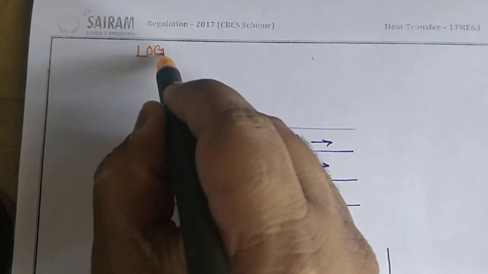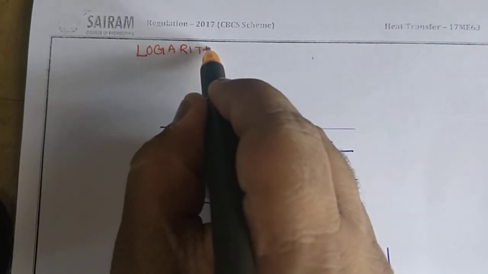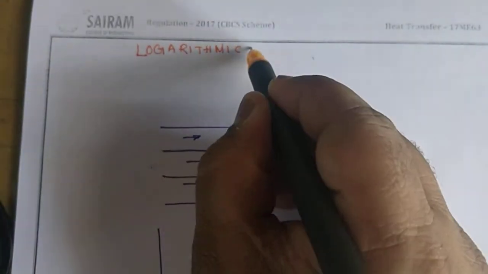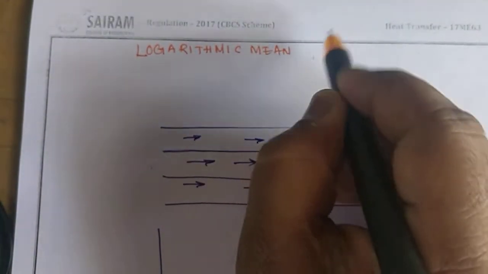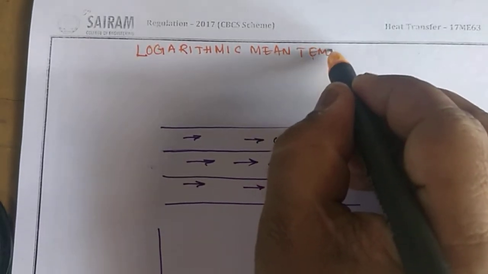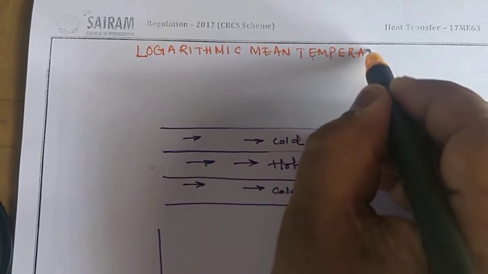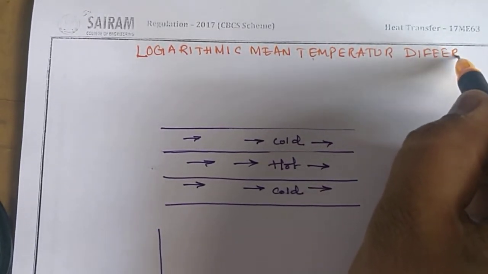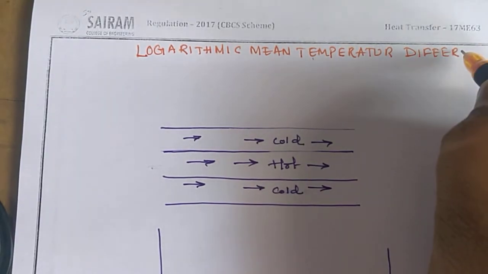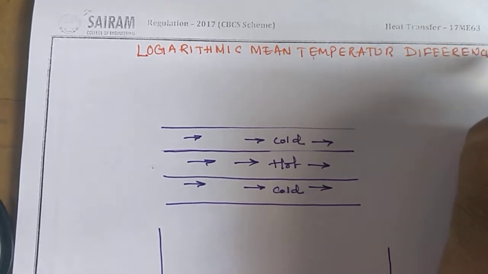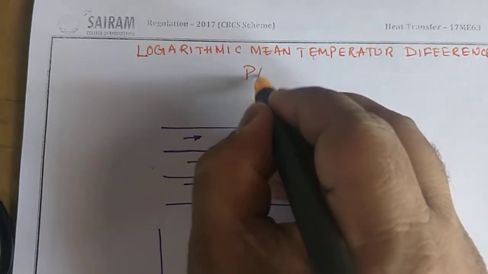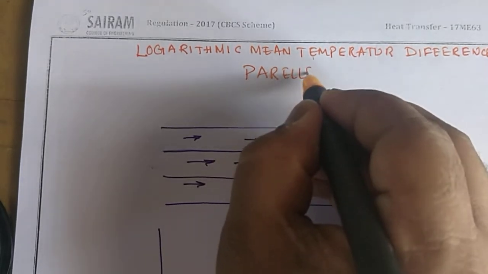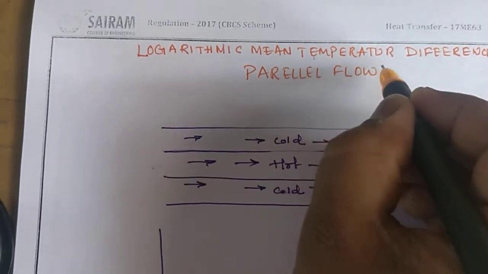So here this is the logarithmic mean temperature difference for parallel flow.